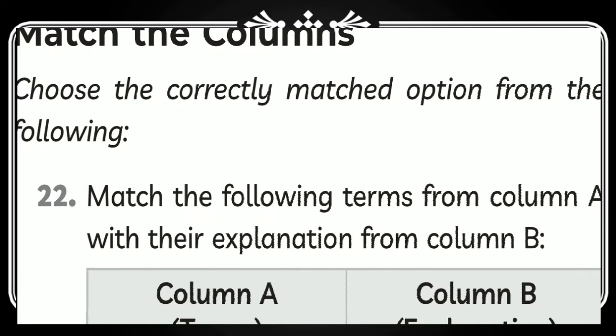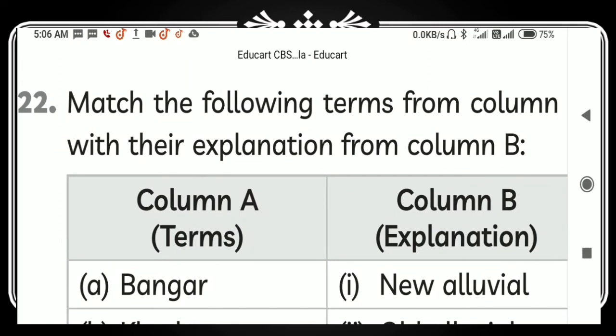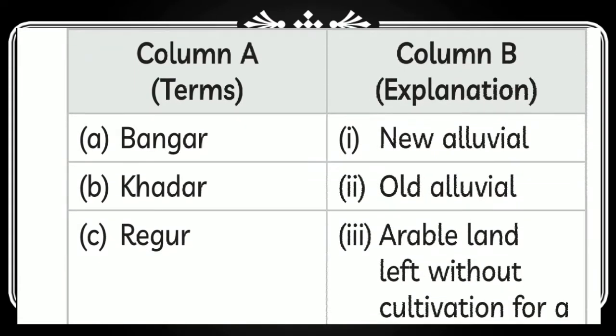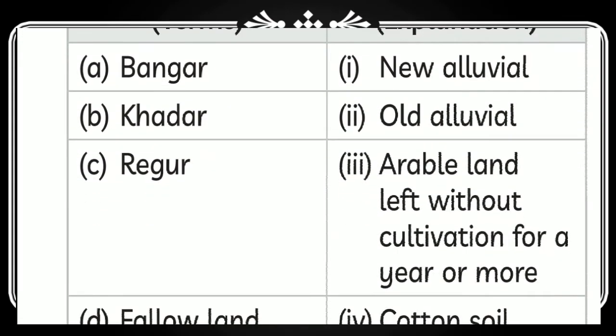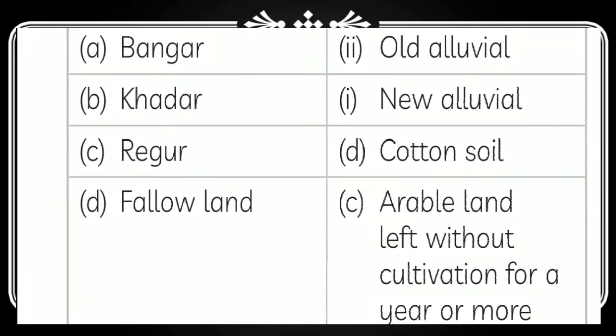Now you have to match the column. So the first question is match the following terms from column A with the explanation from column B. So your first is Bangar. First is Bangar. We all know that it is a name for old alluvial. Khadar. It is a name for new alluvial soil. C. Regur. It is another name of cotton soil. Fallow land. Arable land left without cultivation for a year or more.